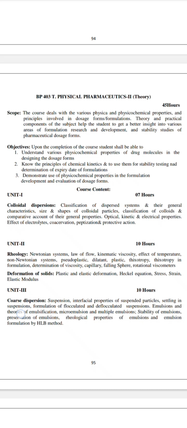That is optical property, you can see here: optical, kinetic, electrical, and effect of electrolytes. In that you have to learn about optical, kinetic, and electrical properties. And Donnan equilibrium, yes, that question is also asked. So for the 10 marks you have to study these things.